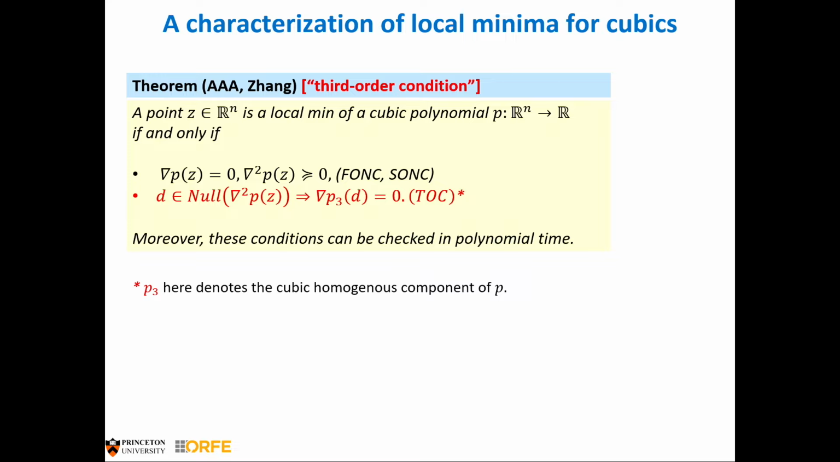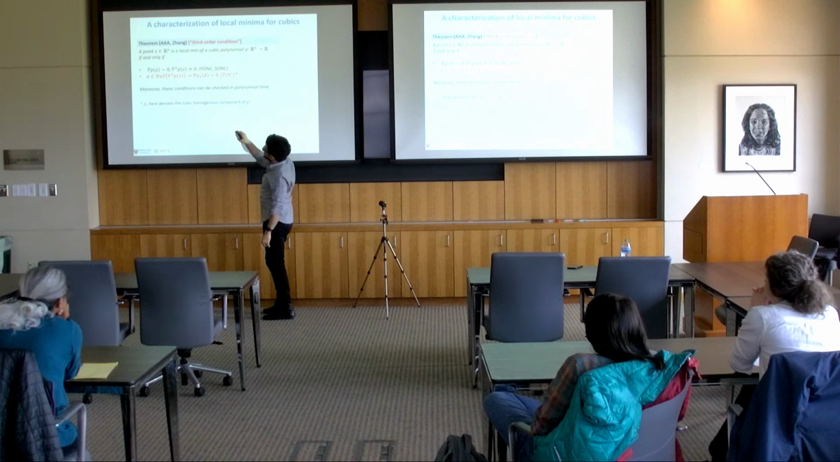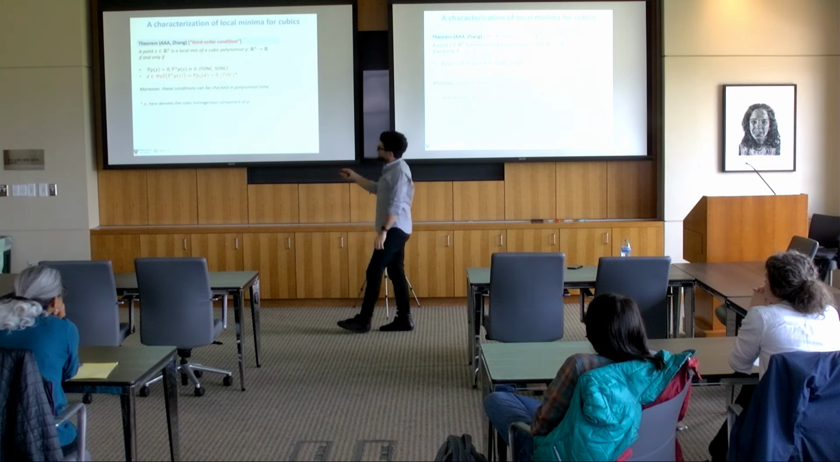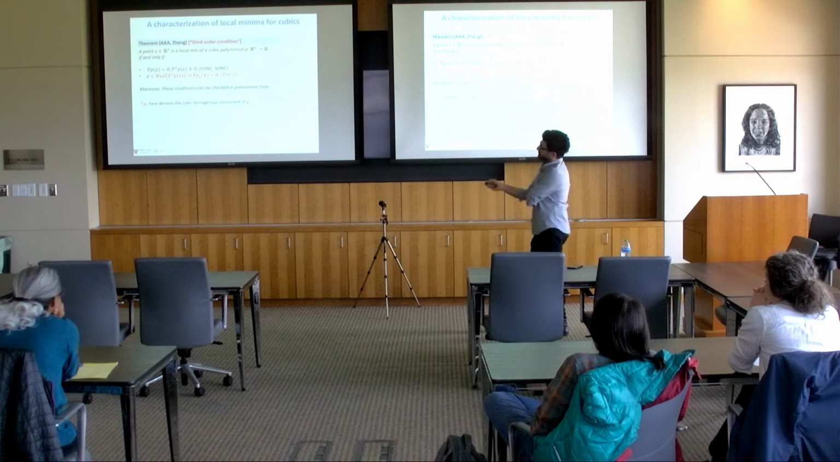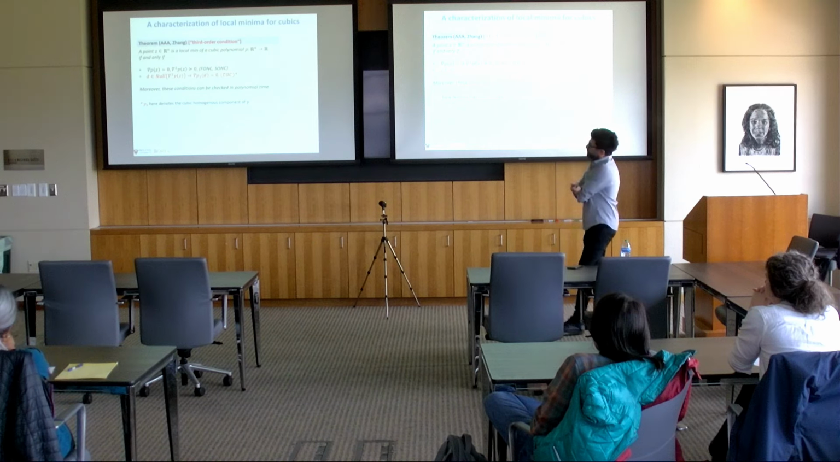So you have a polynomial P of degree 3. It has monomials of degree 3, of degree 2, degree 1, degree 0. So P3 is just the top homogeneous part, all the monomials of degree exactly 3 and their coefficients. So you take that homogeneous cubic, you take its gradient, and that gradient should vanish if you plug in any vector d in the null space of the Hessian. So this is an exact characterization of local minima, and moreover, these conditions can be checked in polynomial time. And I'll argue why in a couple of slides.